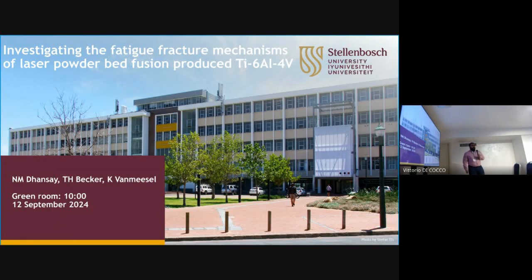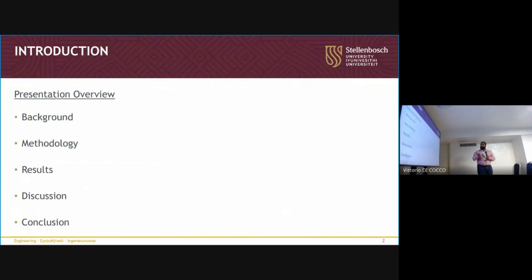Form of the introduction, so yes, I'll be presenting on investigating the fracture mechanisms of laser powder bed fusion Ti-6Al-4V from Stellenbosch, South Africa. This was part of my PhD research a few years back, which was supervised by Professor Thorsten Becker from Stellenbosch University at the time. He has moved to a different university now, and Professor Kim Vanmeensel from KU Leuven in Belgium. So that's actually in my fatigue work itself, but some of the other analysis was elsewhere.